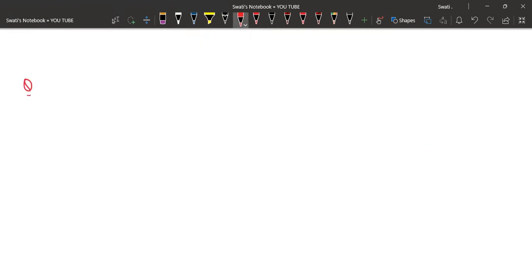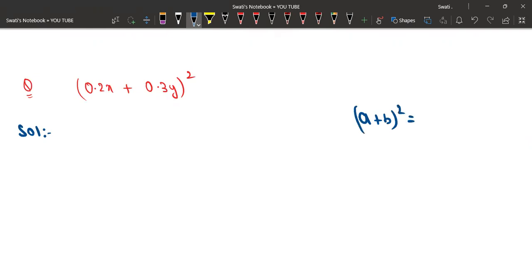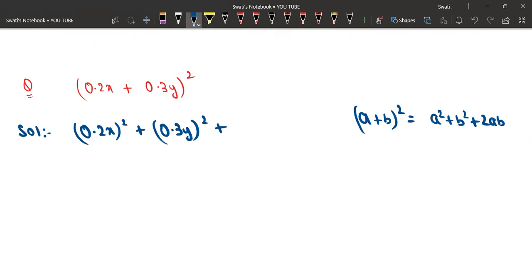Yes, so we need to find out the value of (0.2x + 0.3y) whole square. Here we will solve this using a very famous identity, (a + b) whole square. We all know that (a + b) whole square is a square plus b square plus 2ab. So using this formula, it will become (0.2x) whole square plus (0.3y) whole square plus 2ab, so 2 times 0.2x times 0.3y.